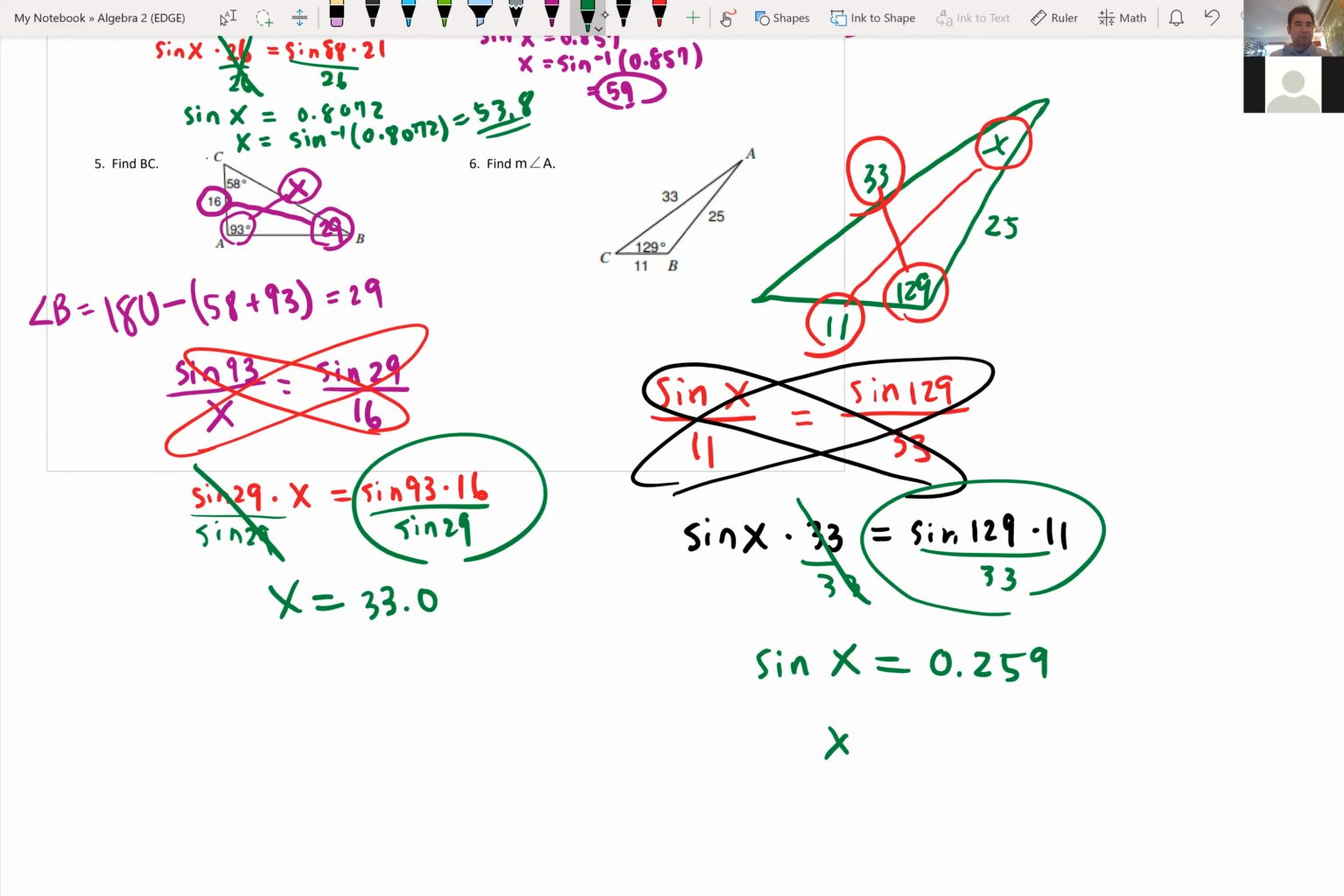Now let's figure out what x is. How do you find an angle measurement? Use inverse. Yeah? Is that what you're thinking about? So let's find the angle measurement. x equals inverse sine of 0.259, which is 15 point something degrees. Okay. Nice job, Deborah.